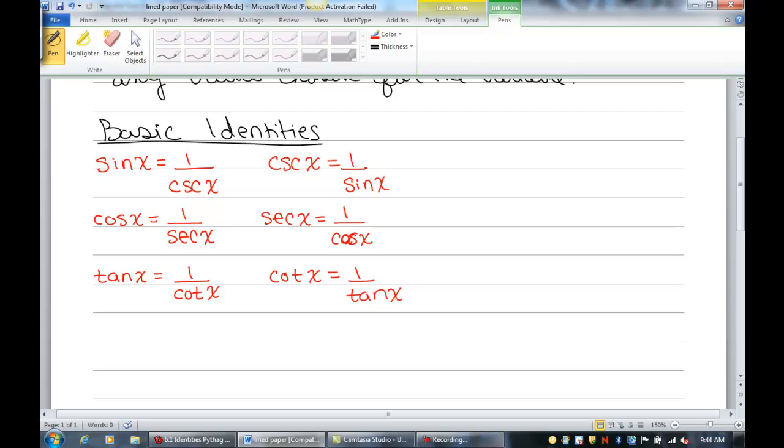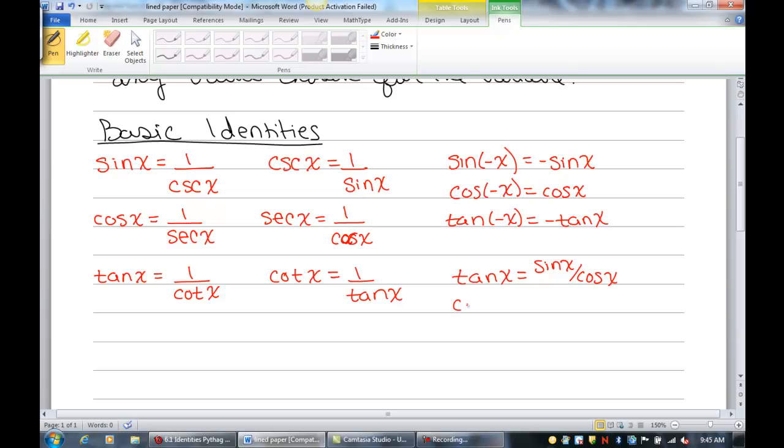Okay, we've got a few more. We can also have the identity sine of negative x is equal to negative sine of x. Cosine of negative x is equal to cosine of x. Tangent of negative x is equal to negative tangent of x. And just a reminder that we know tangent is sine over cosine, and cotangent is cosine over sine.